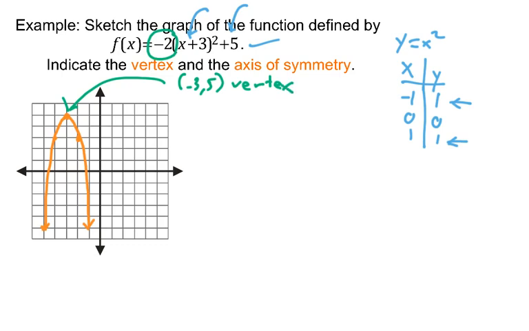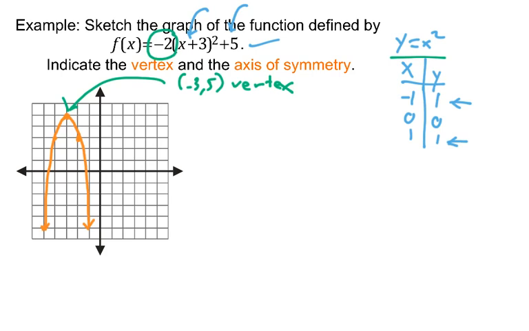And you can see that makes sense because the vertex, which for the basic squaring function would be at 0, 0, has shifted 3 units left and 5 units up. So the vertex is easy to identify really by thinking about the graph, or certainly once you have the graph, it's a piece of cake.